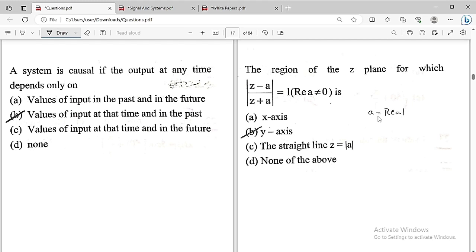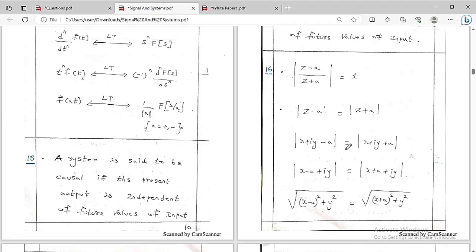They should write it like this, actually, but they have done it in that manner. People may get confused. So a is some real value, and its value is not equal to 0. They have already given that here. So a is nothing but a real value and its value is not equal to 0. So I have substituted here.